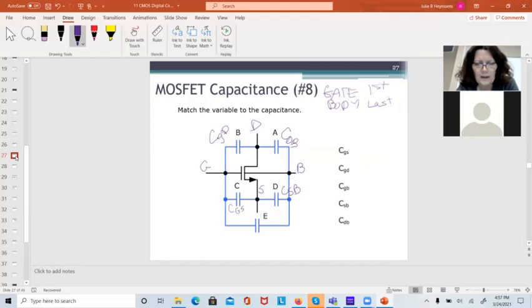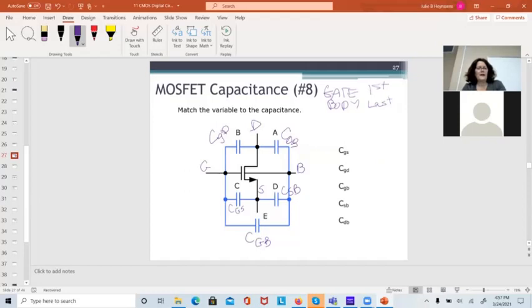And going from the gate to the body is sometimes a very large capacitor too. Gate to body. I said sometimes. Turns out in the different regions of operation, these capacitors have different values. Some of the capacitances are voltage dependent.